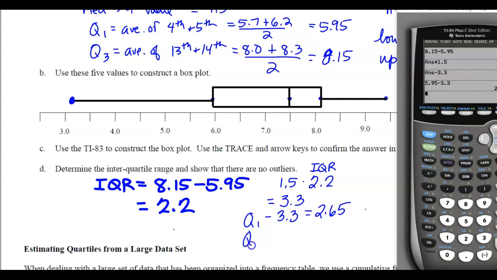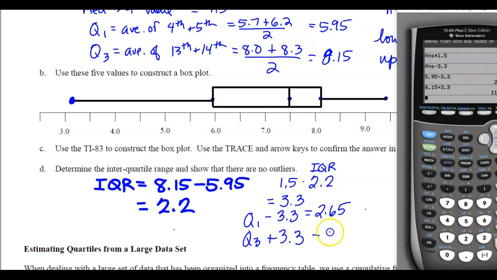Then quartile 3 plus 3.3. So 8.15 plus 3.3 is 11.45, and we don't have any that are bigger than that. Okay, so there are no outliers.